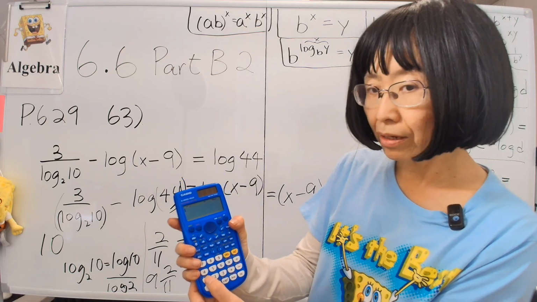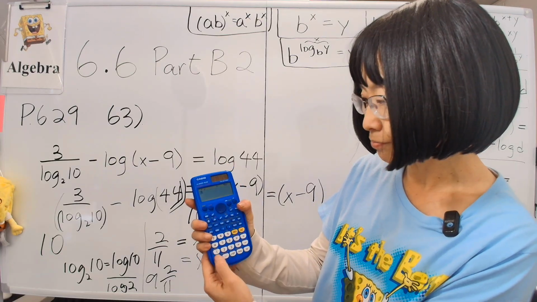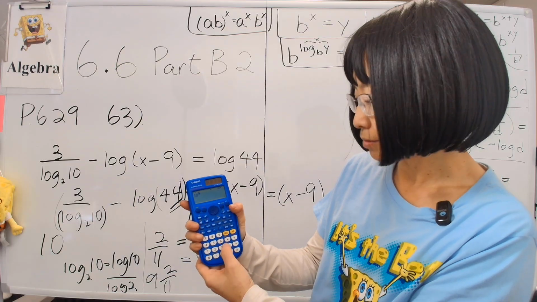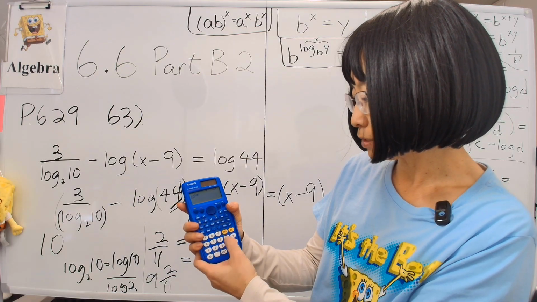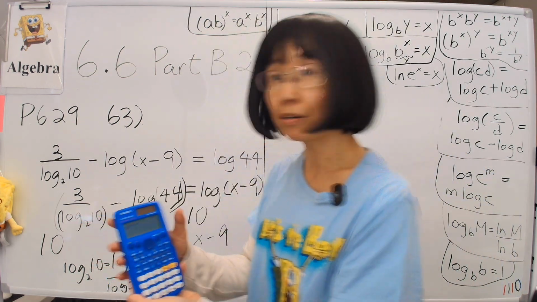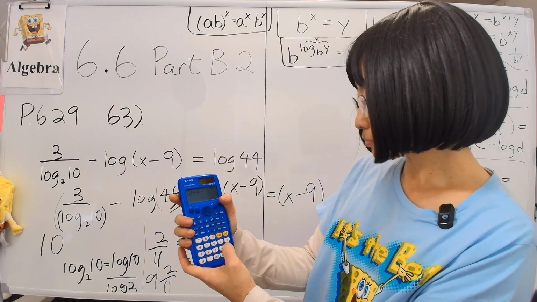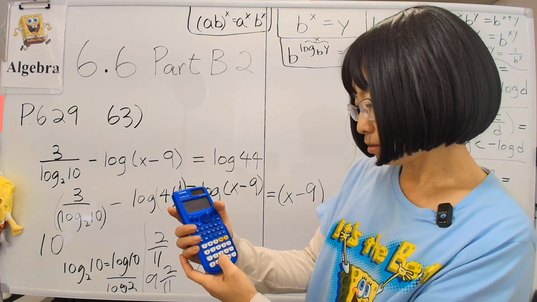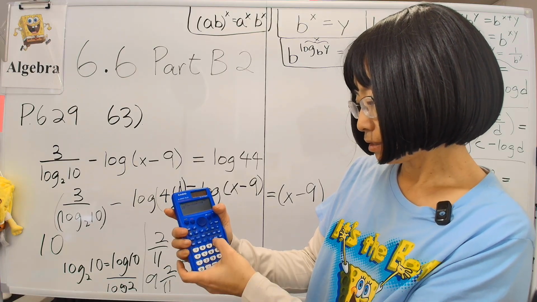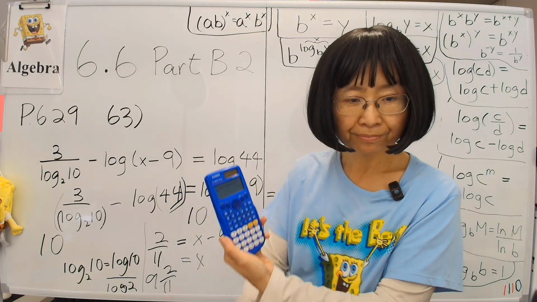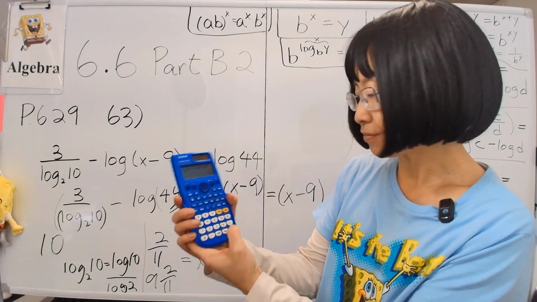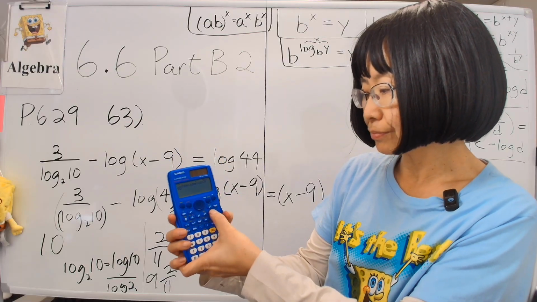I will have, let's see, yeah. Okay, I'll have 10 raised to the power. First parentheses, that is 3 divided by parentheses, because all the stuff on the bottom will go in the parentheses, okay. That is log 10, which requires a close parentheses. Let's see, log 10, close parentheses, divided by log 2.